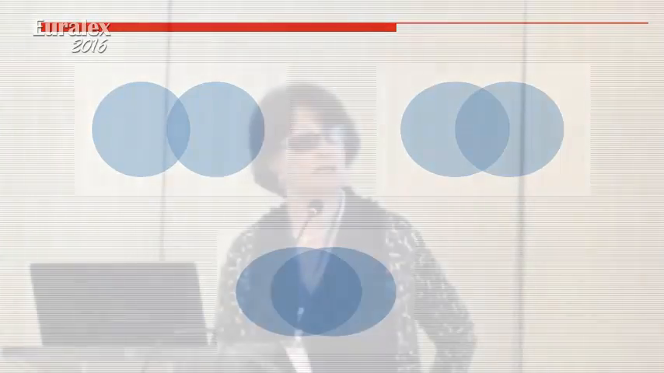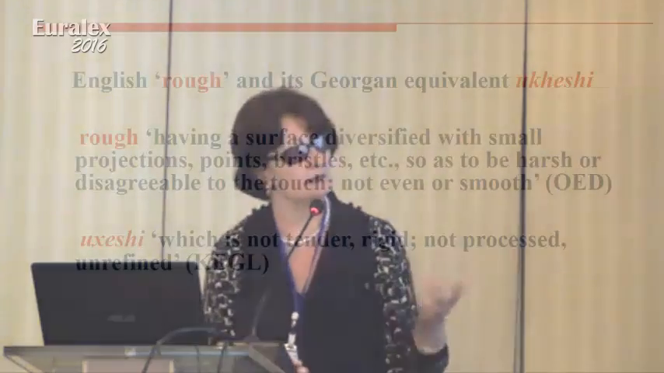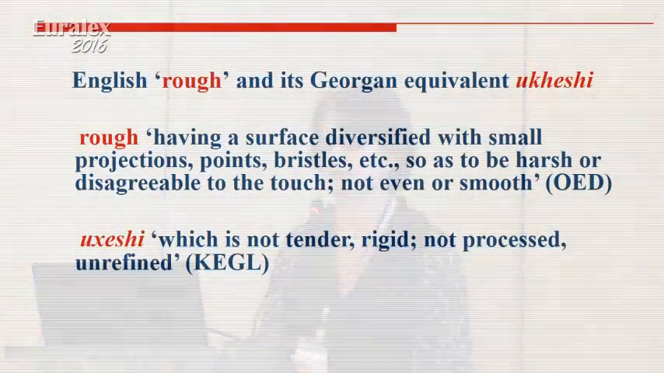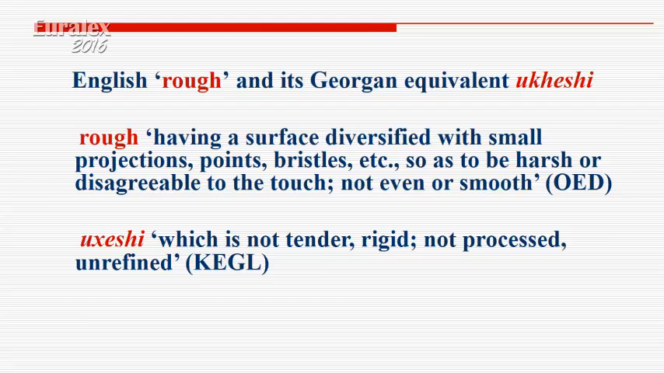English rough and Georgian uheshi seem to be very good equivalents. But on the other hand, while making an entry for an English-Georgian dictionary, it's impossible to find two examples where rough will be translated by the same Georgian word. So each time we need a different one for one and the same polysemous meaning, of course. So we are discussing it on the level of one and the same polysemous meaning of a word.